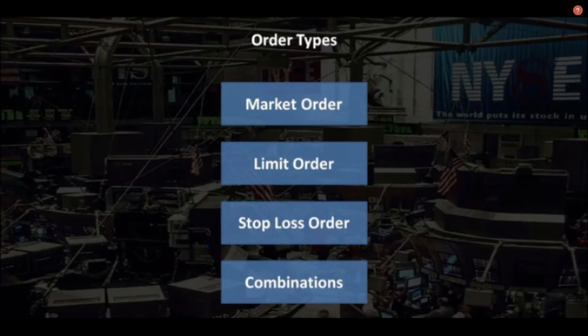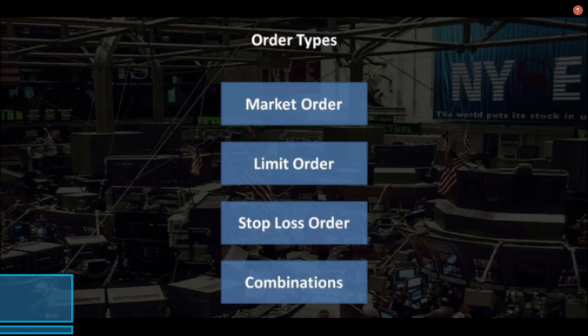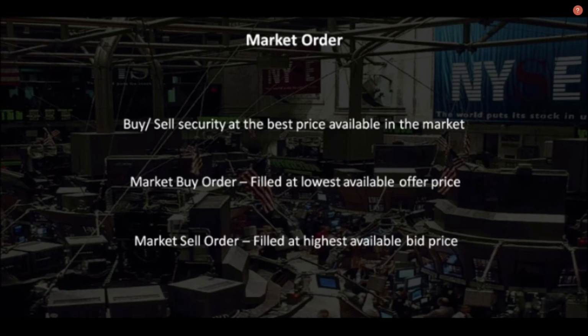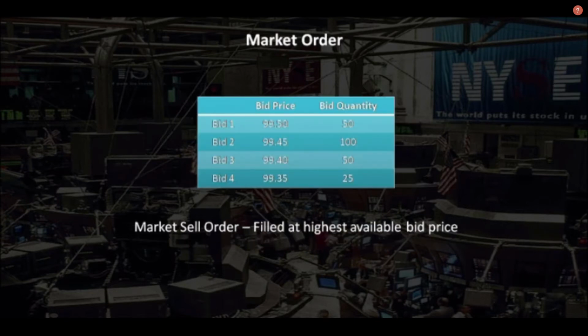Some of the basic order types include the market order, the limit order, the stop loss order, and combination orders like the stop loss limit and stop loss market orders. A market order instructs the broker to buy or sell the security at the best price currently available in the market. A market order tells the broker to execute the buy or sell trade irrespective of the price available in the market. If you place a market buy order, it is filled at the lowest available offer price.